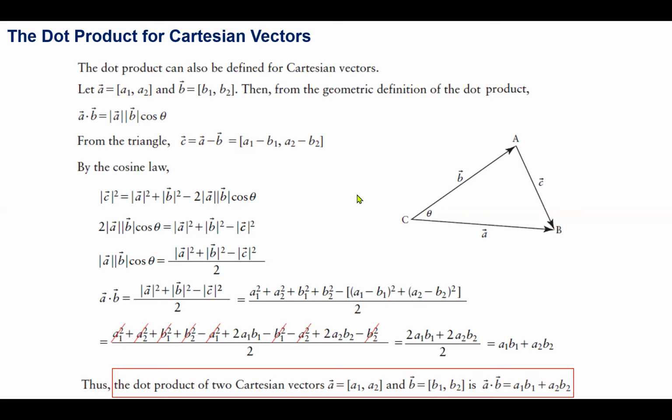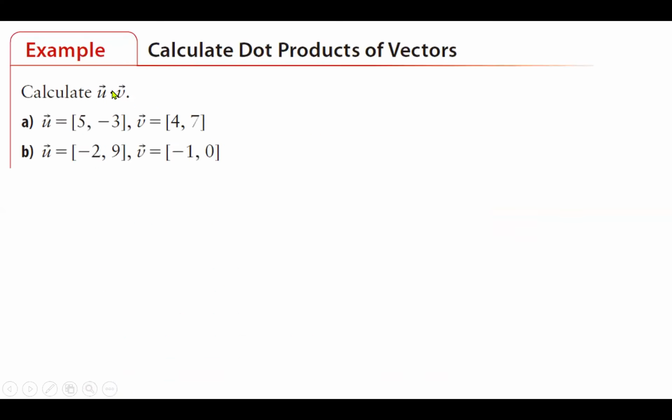Okay, I hope you finish now. So let's have a look at the example. Calculate the dot product of two vectors u and v. Question A, given u equals 5, -3, and v is 4, 7. Question B, u is -2, 9, and v is -1, 0. Okay, I'll give you 2 minutes to have a look at this question by yourself.